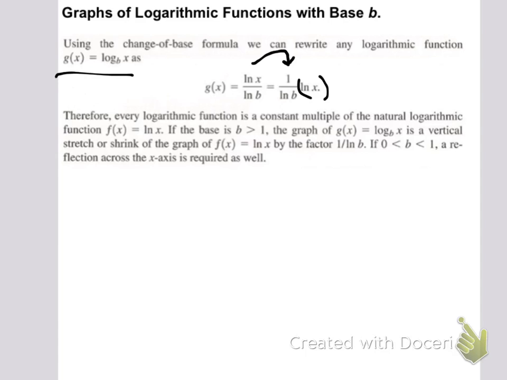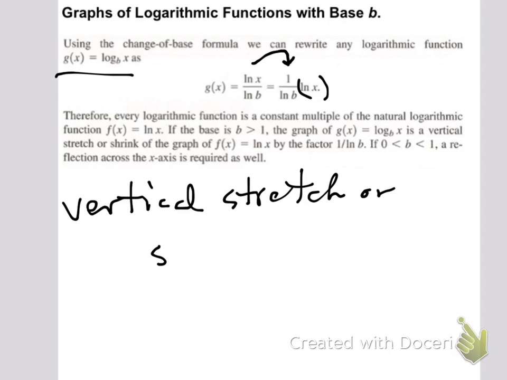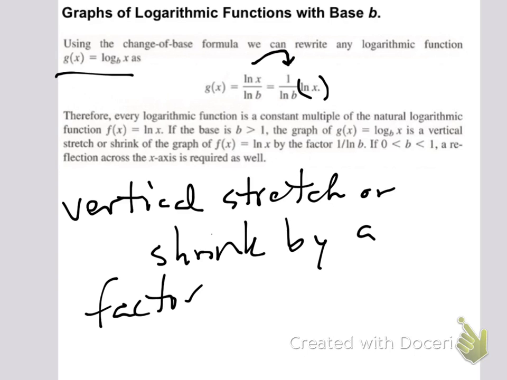Now, what does that mean? That means you have a vertical stretch or shrink, depending on what the number is, by a factor. Whatever number is in front, and here the number in front is 1 over ln b, whatever that fraction is, that's the stretch or shrink.